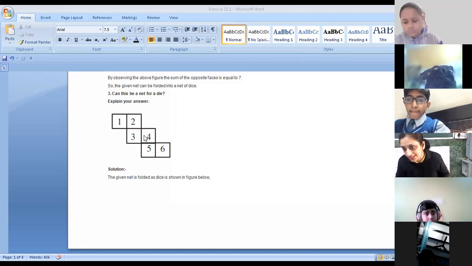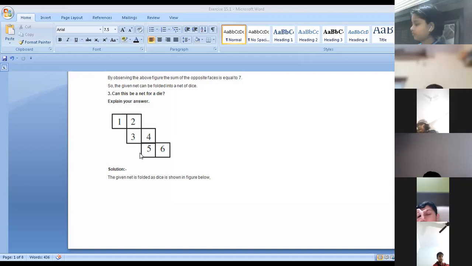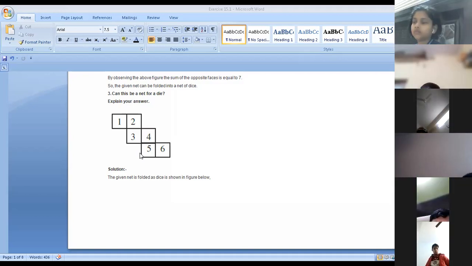And the sum on a dice is 7. If you make this net, just opposite of 3, you are getting 6. And 6 plus 3 is 9. But you should get 7. So it is not possible to make a dice out of this net.